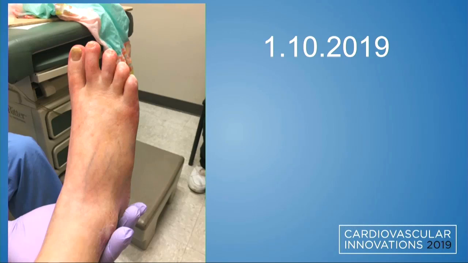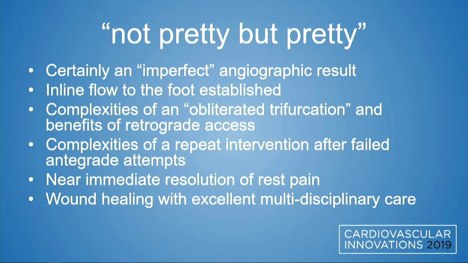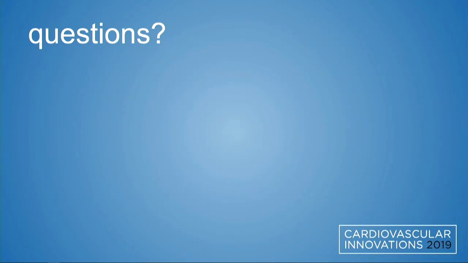And so again, going through the thoughts and the process, certainly not a perfect, far from perfect angiographic result, but one in which after multiple procedures in a woman who'd already lost her left leg, we managed to establish inline flow. We dealt with the complexities of a quote-unquote obliterated trifurcation via retrograde tibiopedal access. We dealt with the complexities of repeated intervention after failed antegrade attempts. And we had pretty much near immediate resolution of rest pain and most importantly, wound healing. And again, we also demonstrate that not just the index procedure, but also close clinical follow-up is extremely important for this patient. So, thank you.